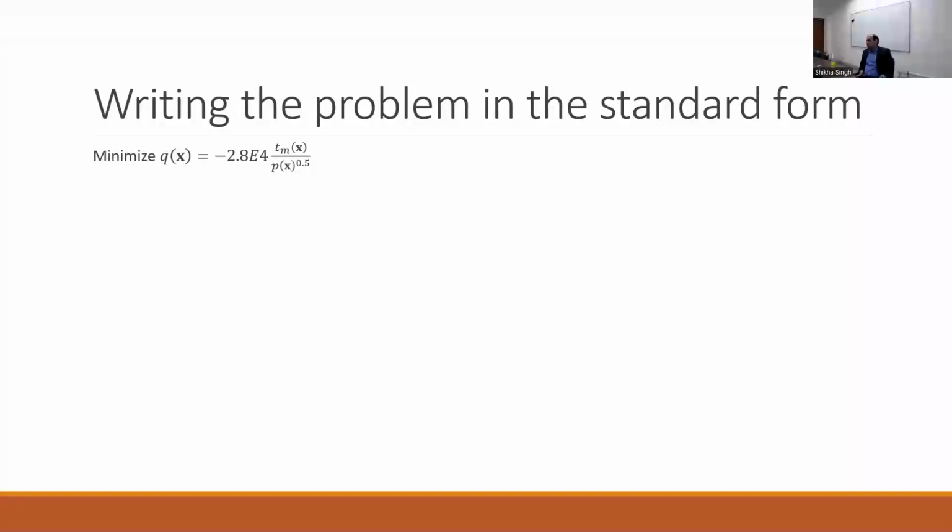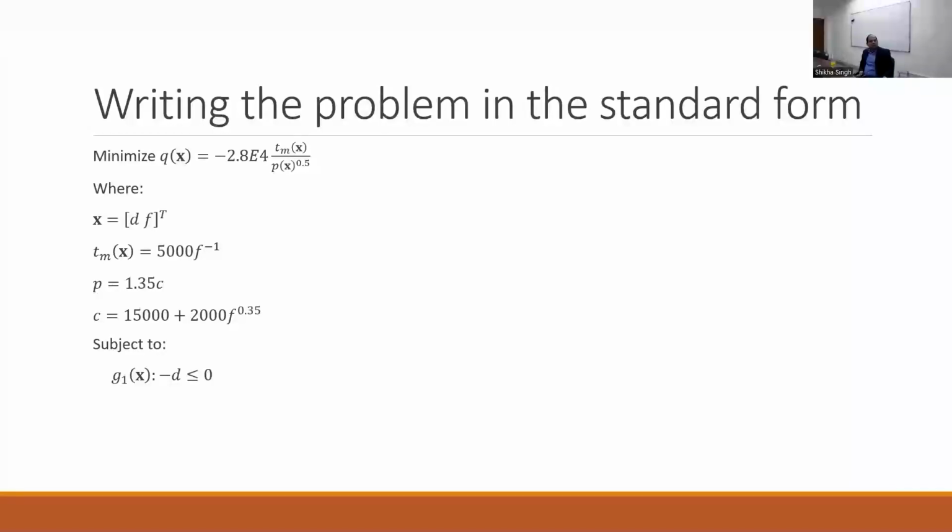So we're maximizing profit. This is a common trick we'll use constantly, that if you are maximizing something, we'll put a negative sign in front of it. Where X is depth of the nozzle and the flow rate. Because from the depth of the nozzle and the flow rate we can calculate the mean time to failure. And then the price that we select is cost times 1.35, which you can sell to the customer. And cost is 15,000, which is the fixed cost, plus some function of the flow rate, because we said that higher flow rate requires us to build a sturdier system. Okay? Subject to that these variables are non-negative.